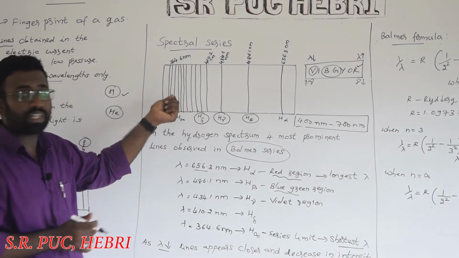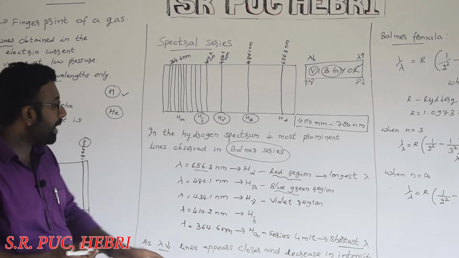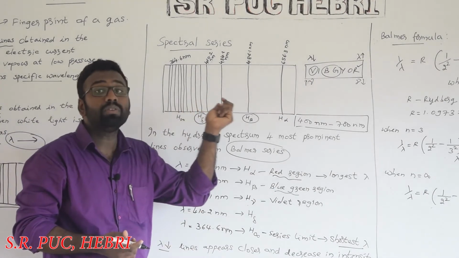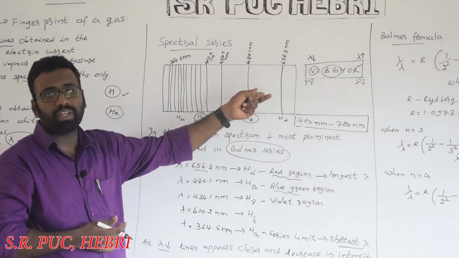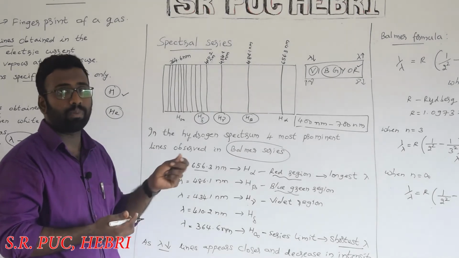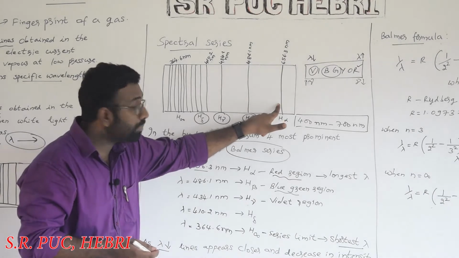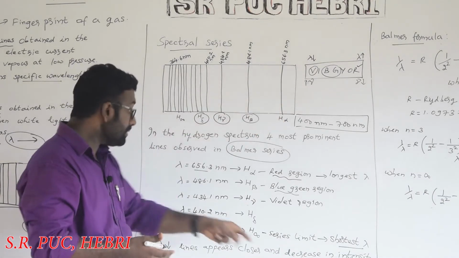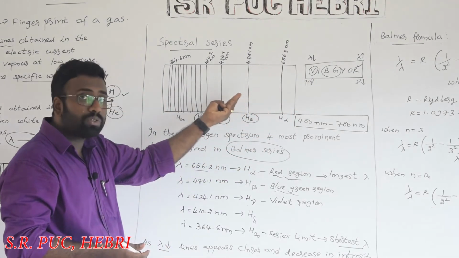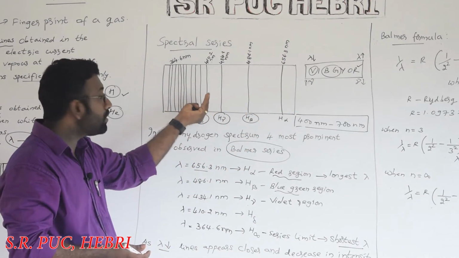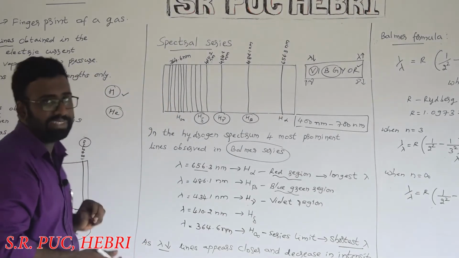Just refer to your textbook so that you will have a better idea of the diagram. Then what happens? Intensity also decreases. I may not be able to make it clear in this diagram, so you can go through the textbook, or you can just Google it. That would be a better thing. This one will have the brightest intensity, the highest intensity. Intensity decreases as the wavelength decreases. So this is all about the spectral series.